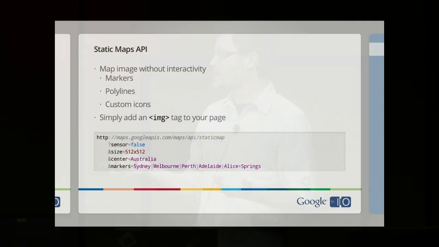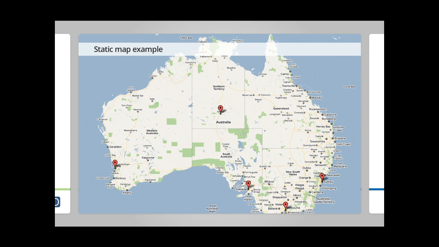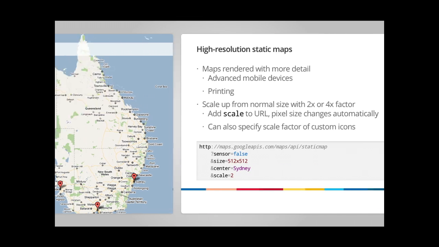I should mention there is a requirement that if you're in a mobile app or anything like that, you need to link back to maps.google.com in some manner. But it's very easy to use. You simply give a size, and you can say, for example, if you want to show a map of Australia with these cities highlighted with markers, all you do is make a URL like this. You get back a map like this. Isn't that beautiful?